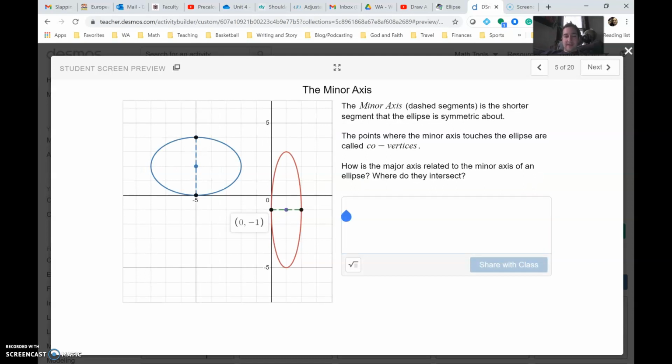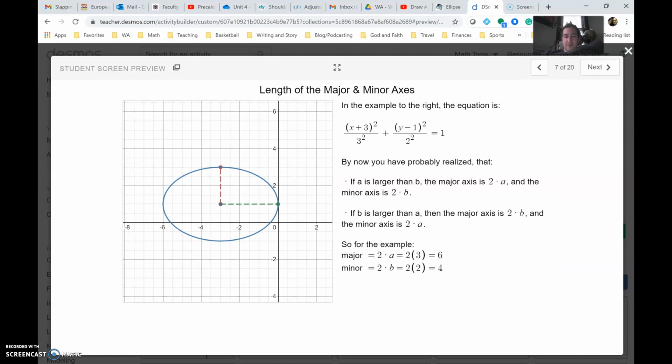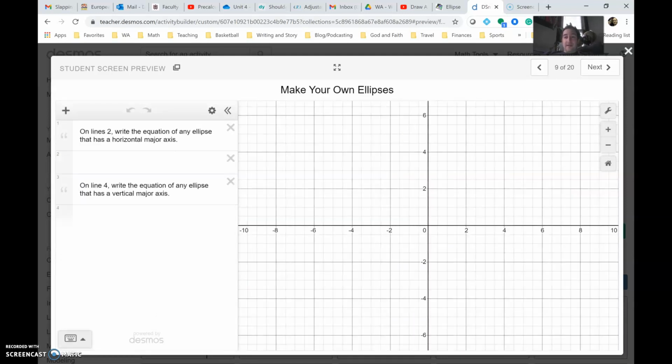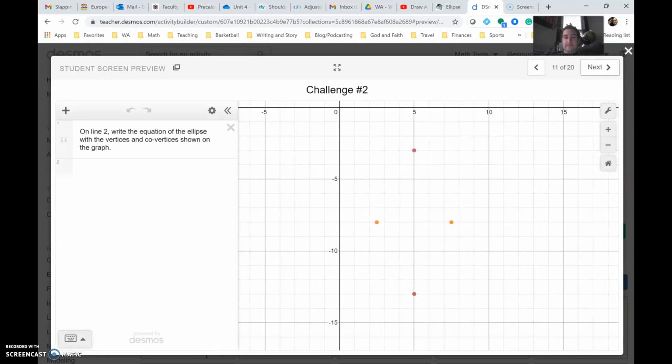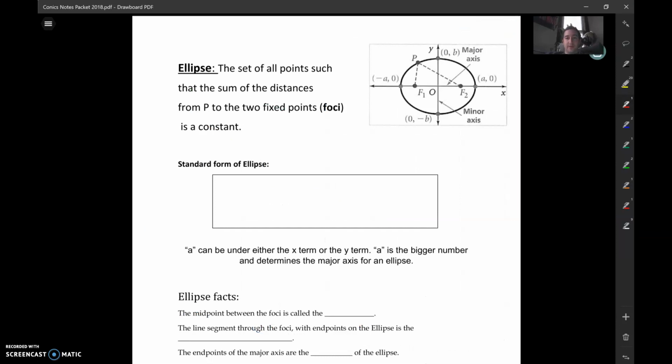The minor axis, that's the shorter one. So for this tall guy, it's the left and right axis. And for this kind of egg-shaped guy over here on the left, it's top and bottom. So you have minor axis, you have co-vertices. It lets you experiment and click and drag. So if you haven't done this Desmos, take your time, and I think you should spend some time there. But I am going to start with the notes.